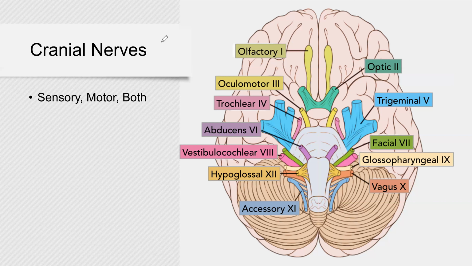Right, so interesting about cranial nerves, they can be just a purely sensory nerve, so only sensory information travels through those fibers, or they can be only motor, so only motor commands, or they can be both. We call them mixed. So they might have both sensory and motor fibers. And they have numbers and names.